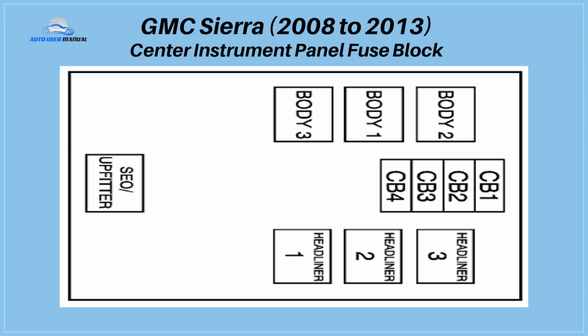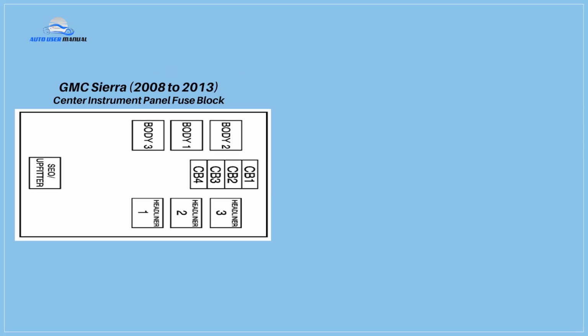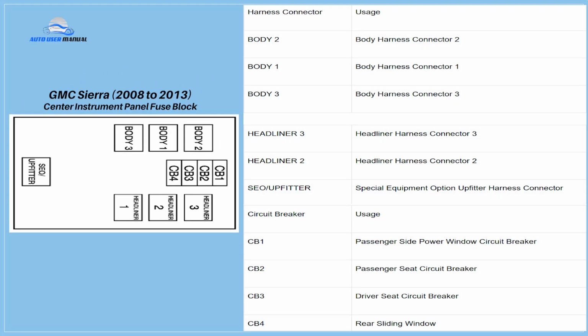The center instrument panel fuse block in the 2008 to 2013 GMC Sierra distributes and protects power for interior systems such as the audio system, HVAC controls, and lighting, circuits for power outlets, and driver information systems.